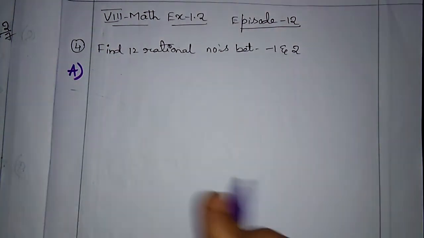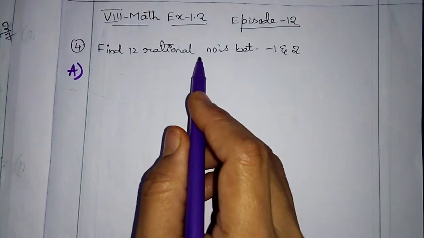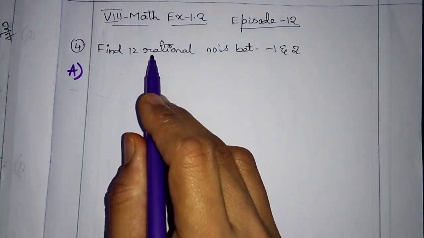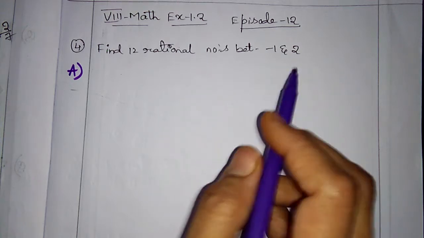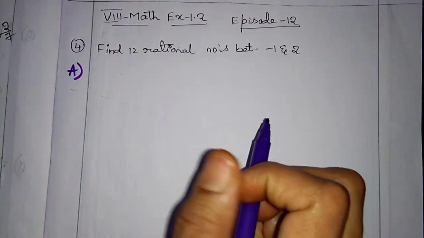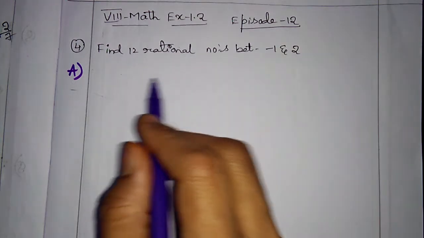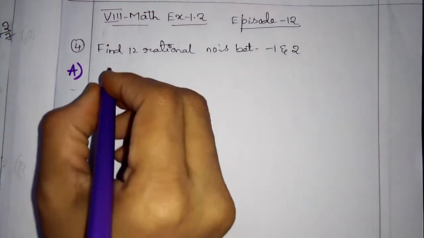Okay, find 12 rational numbers. If it is less, you can use that method, that is, -1 plus 2 by 2, like that you have to do. Okay, see this one, children. Now find 12 rational numbers. See how I will do it.